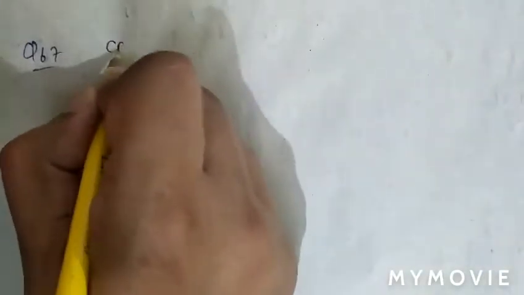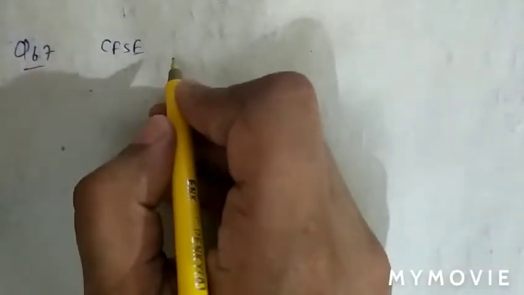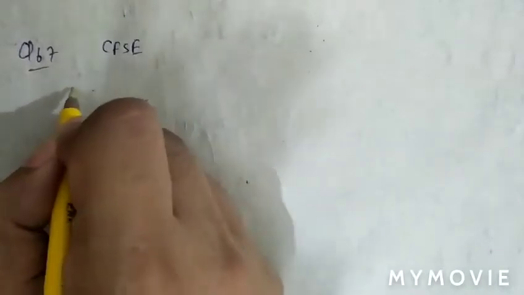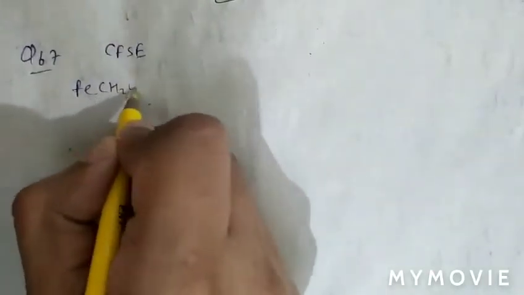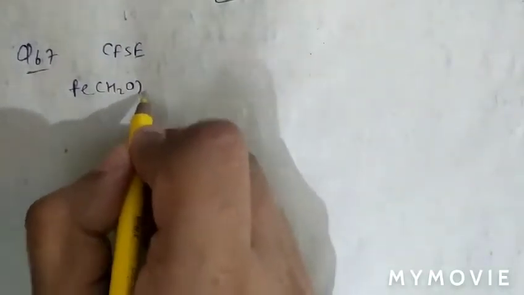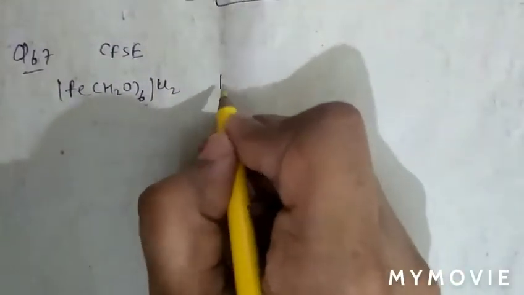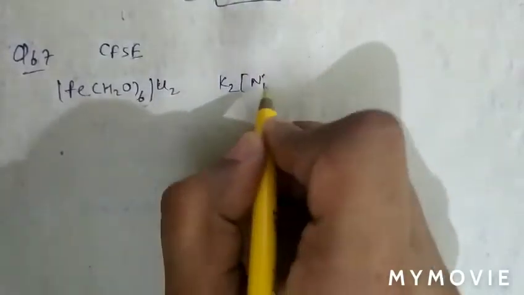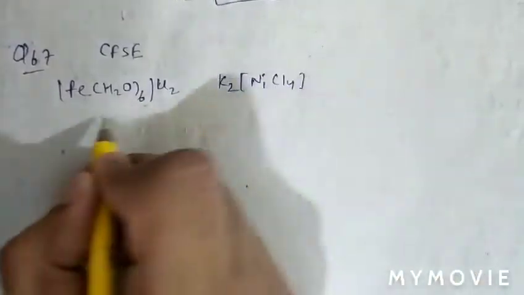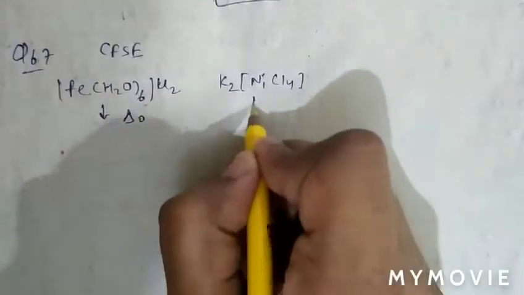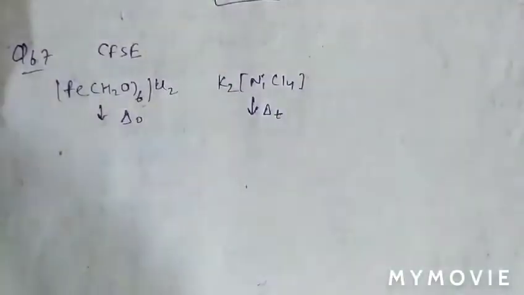See question number 67. Crystal field splitting energy for two compounds. One is Fe(H2O)6Cl2 and one is K2NiCl4. As we can see, this is an octahedral complex and this is a tetrahedral complex.